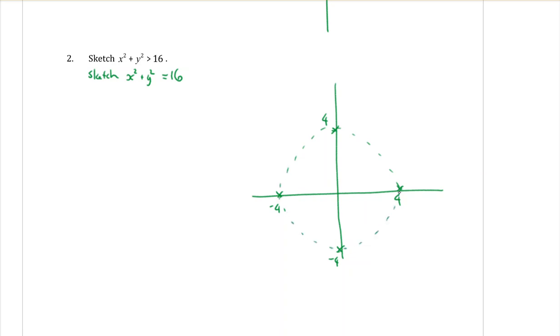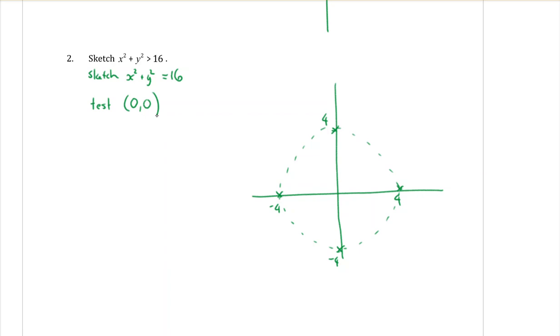Try and make it look like a circle, not a weird square. Okay, once we have our line or curve on there, we need to test a point. This time, the easy point to pick is the origin. So I'm going to test 0, 0.